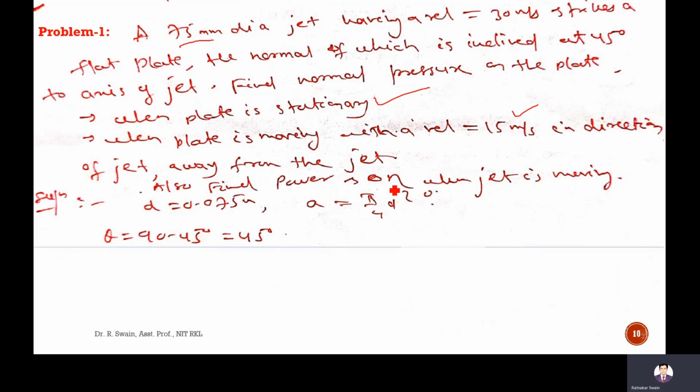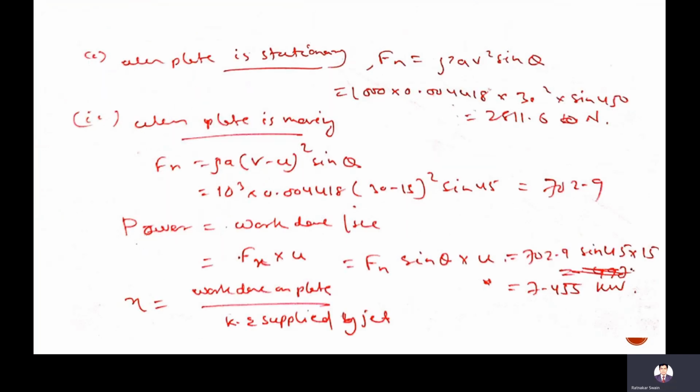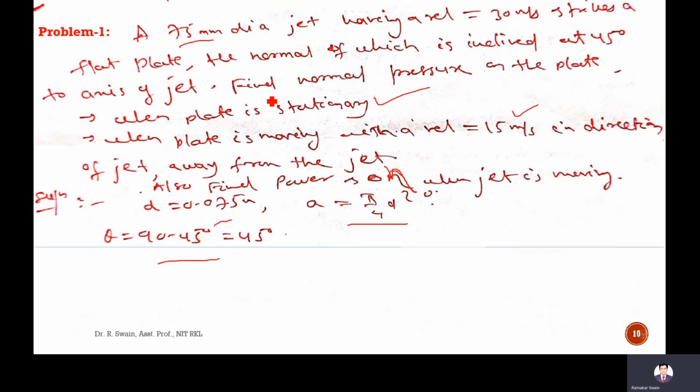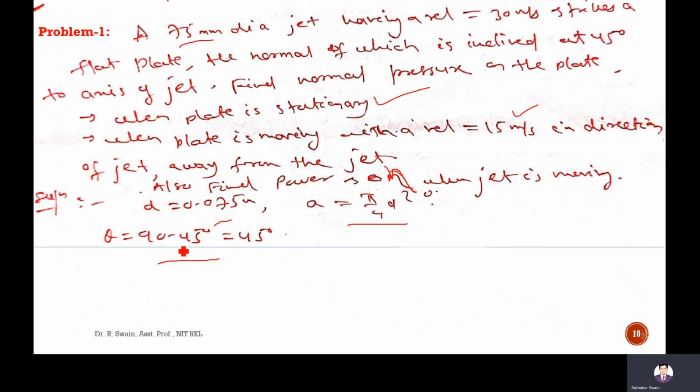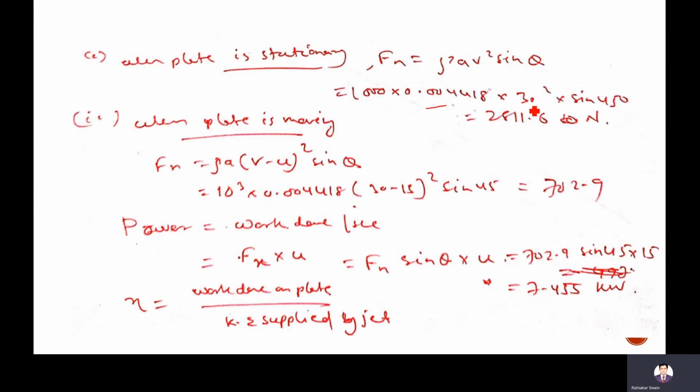Also find power and efficiency, eta, when the plate is moving. The diameter is given, so the area we can calculate as pi by 4 d square. Theta is 45 degree. In the first case, when the plate is stationary, it asks to find the normal force Fn. Fn is rho a b square sin theta, which we already derived. Rho is 1000 kg per meter cube, the area we already calculated, into 30 square, where 30 is the velocity of the jet, into sin 45 degree. It will give you 2811.6 Newton.